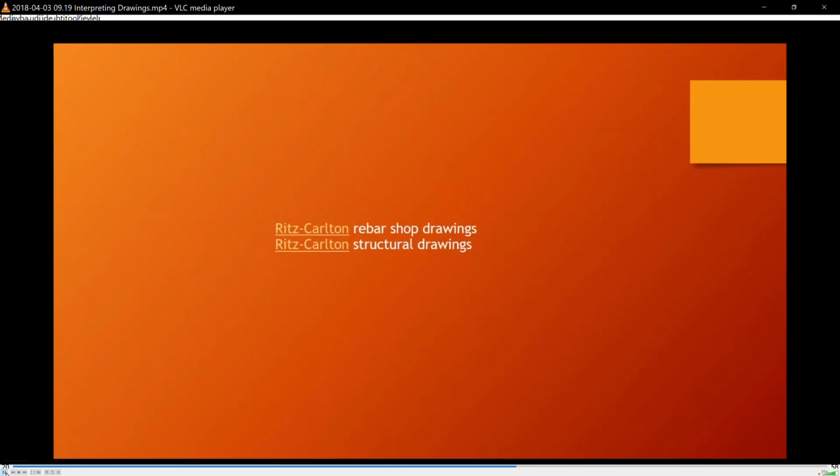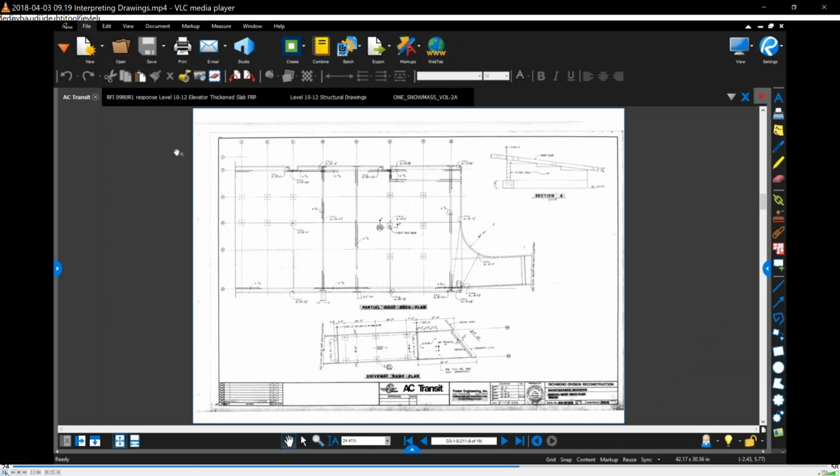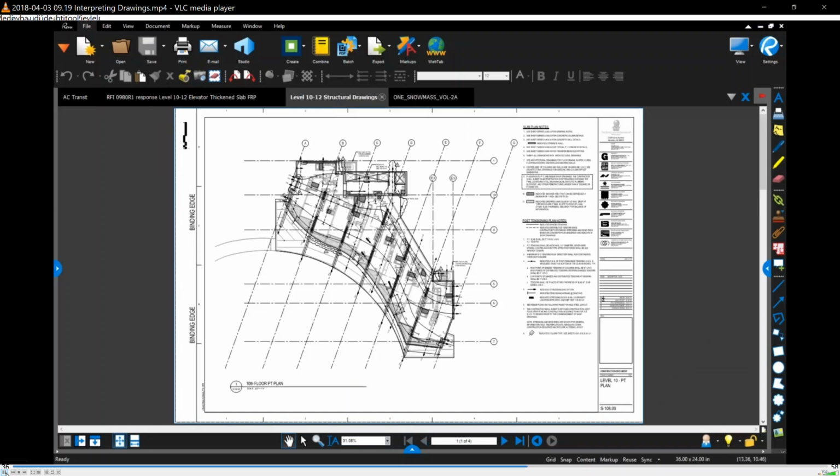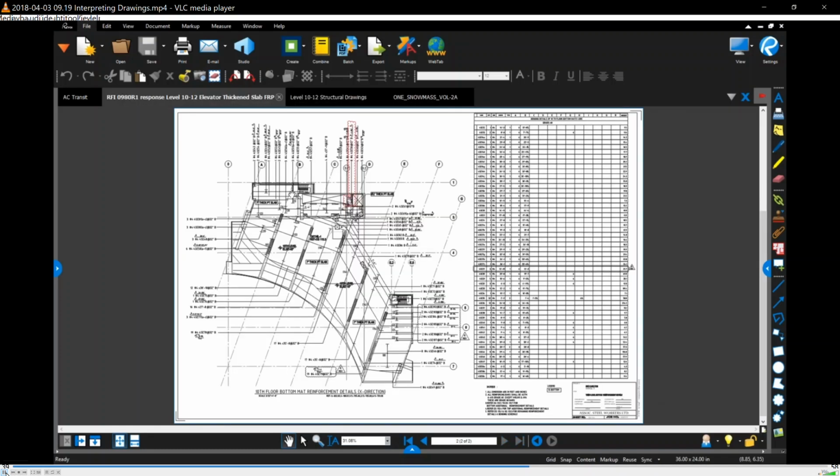On the Ritz-Carlton project, I wanted to walk you through the rebar shop drawings as well as the structural drawings, and show you what these elements mean. So these are the rebar shop drawings. These are made by the rebar subcontractor, who will use the structural drawings from that project. Similar to what we do with our FRP shop drawings, they do what's needed to price the job as well as the contract to install from. It's the same idea for rebar shop drawings.